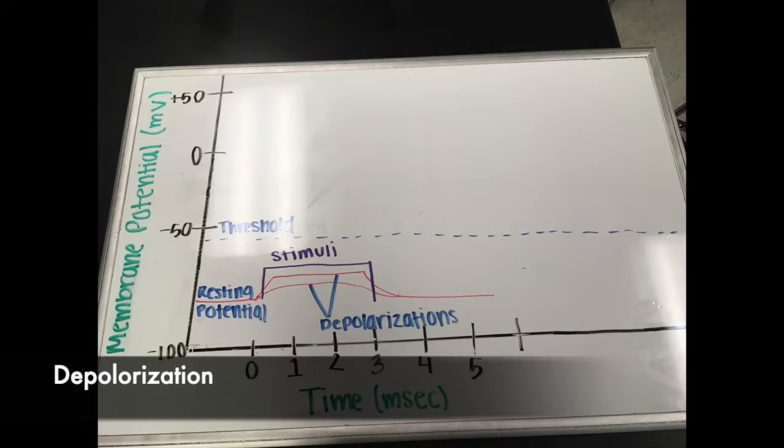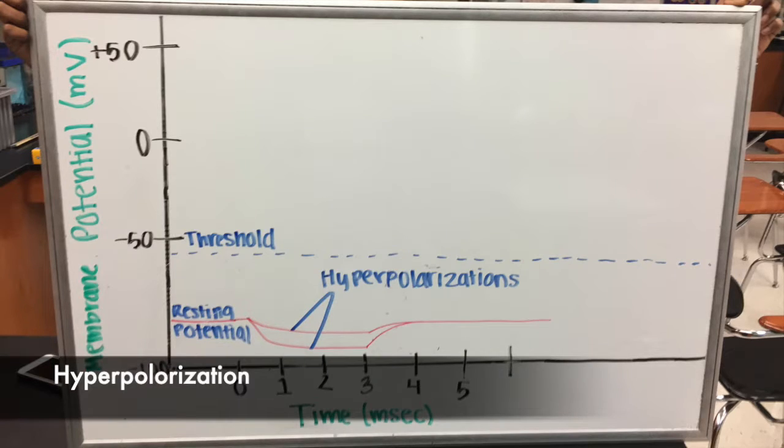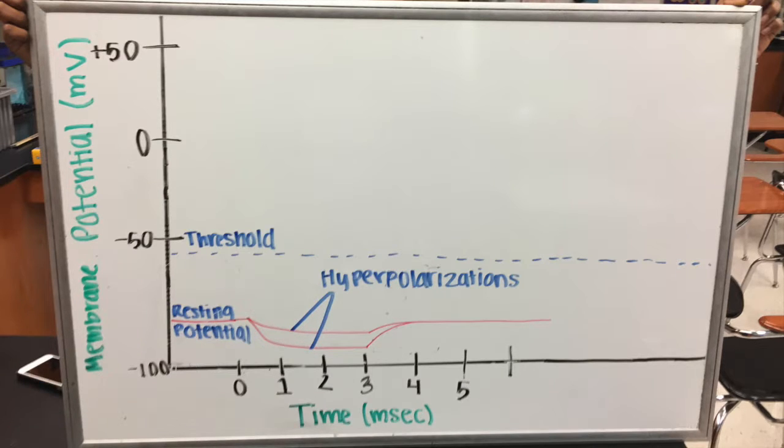This graph shows graded depolarizations produced by two stimuli that increase membrane permeability to sodium ions. The larger stimulus produces a larger depolarization. The reduction in the magnitude of the membrane potential is called a depolarization. This graph shows graded hyperpolarizations produced by two stimuli that increase membrane permeability to potassium ions. The larger stimulus produces a larger hyperpolarization. The increase in the magnitude of the membrane potential is called a hyperpolarization.